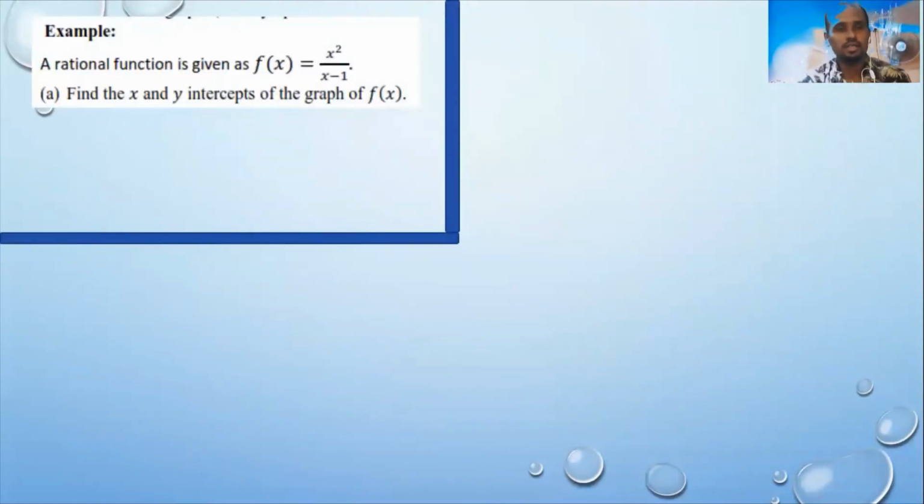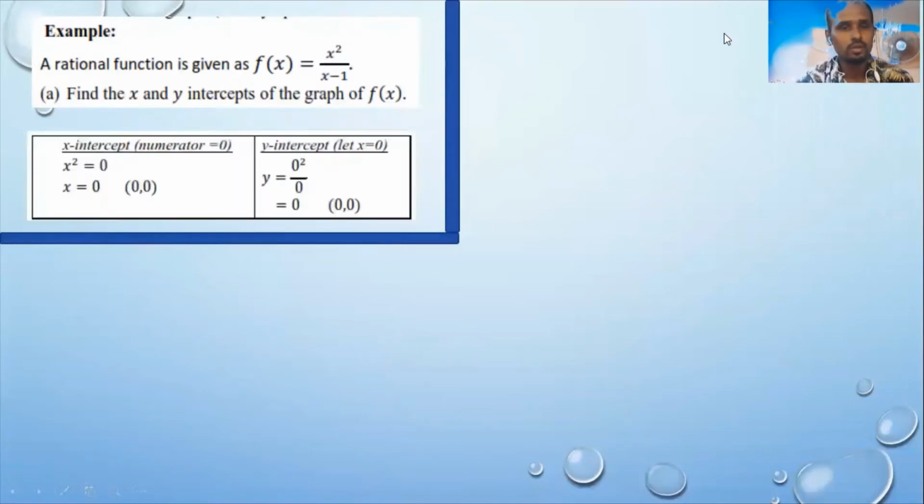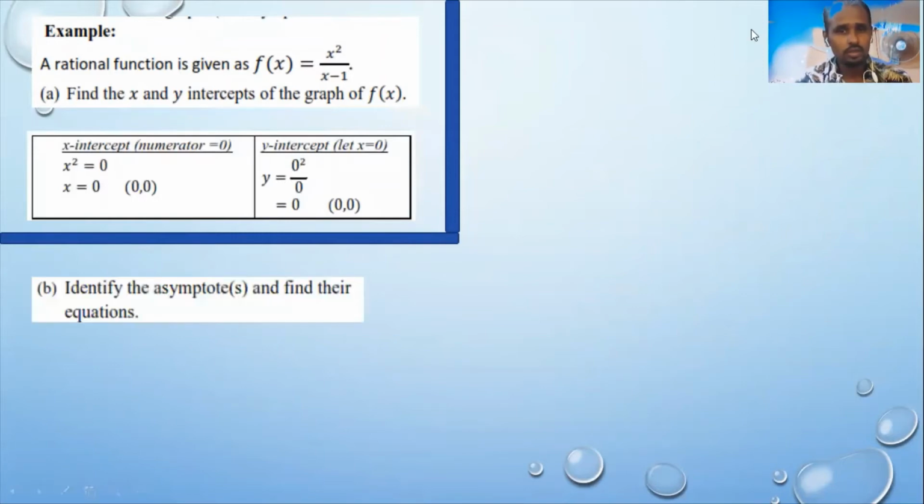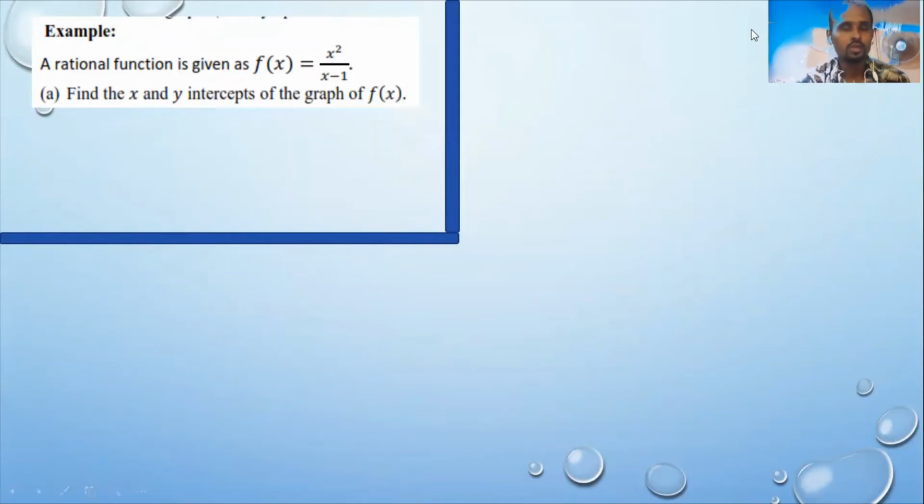The rational function is a top heavy function. Why are we saying it's top heavy? Because the power of x in the numerator is 2. You can see it's x squared, right? In the denominator it is x only, so the power of x is 1 here. So top is heavy, right? That's why it is called top heavy.